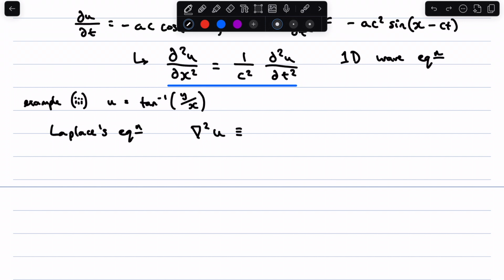But because this is 2D, we only have x and y, we're going to be looking at d2u by dx squared, and it's a double differential because of this squared up here. And you add all of our partial differentials together, and you get d2u by dy squared. And Laplace's equation is just saying that this is equal to 0. And our function u equals arctan y over x satisfies this, Laplace's equation.